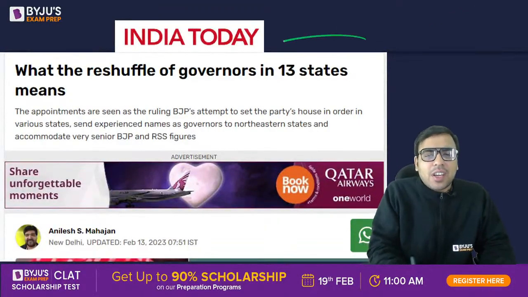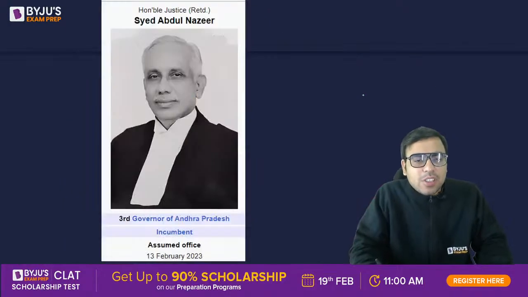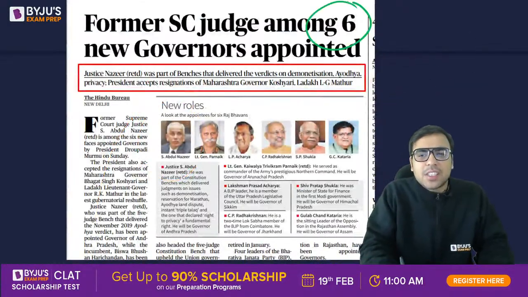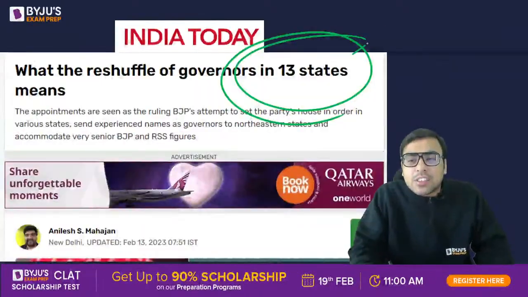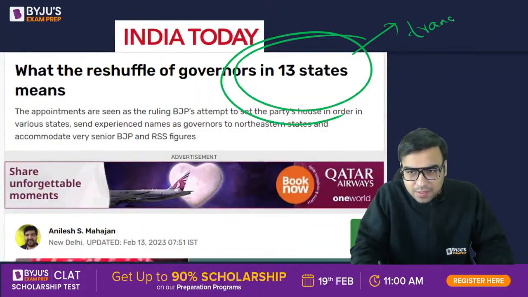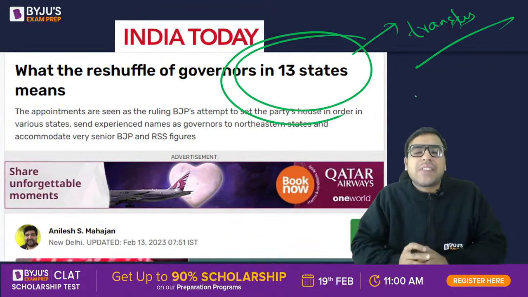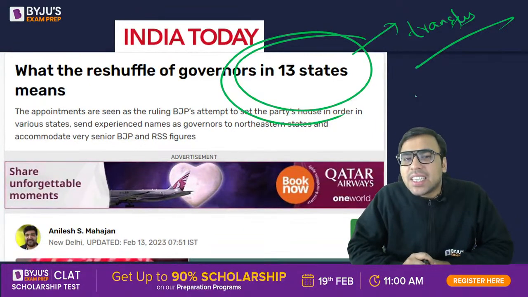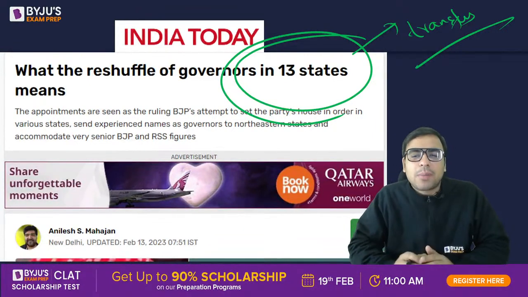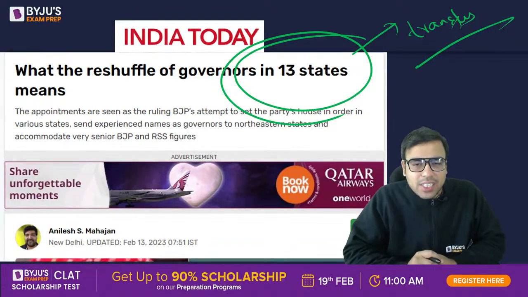What is the reshuffle of governors in 13 states? I have told you we are seeing the appointment of 6 new governors, but some transfers have also happened. So in total we can say we will be having 13 new governors. I mean, in 13 states we'll be seeing new faces as governor.